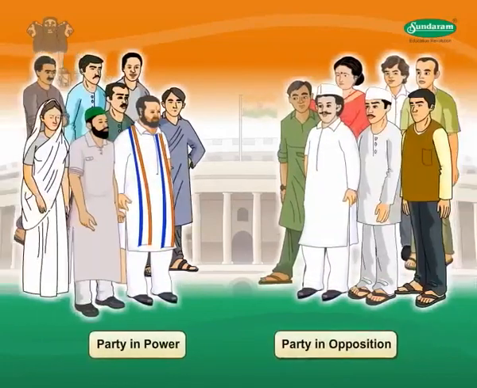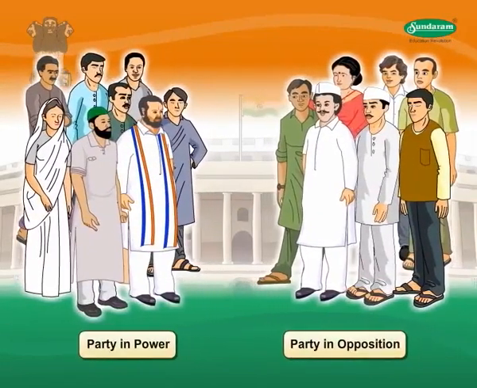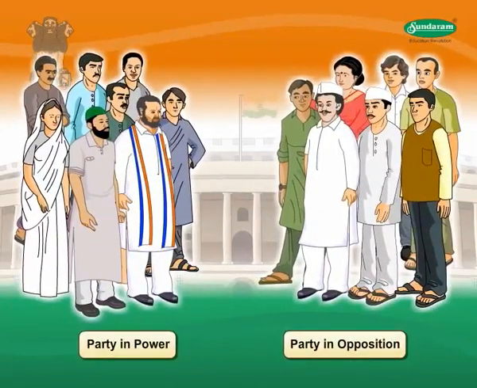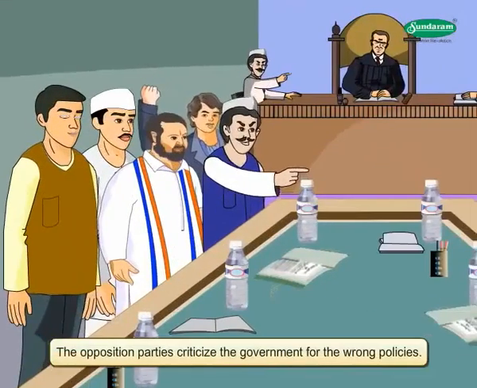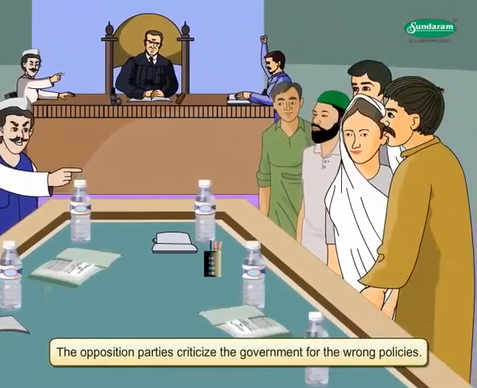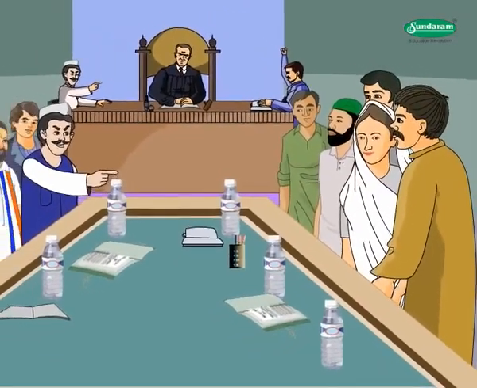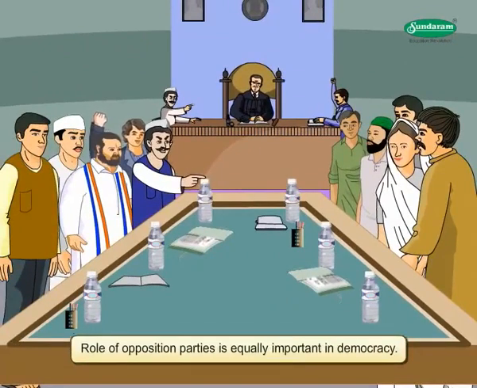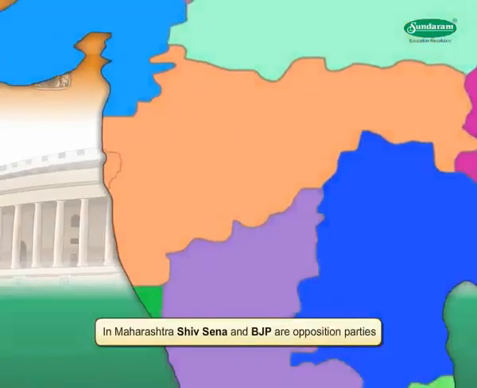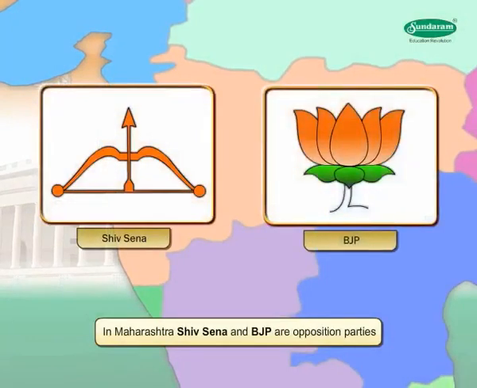The parties which are unable to secure majority of seats can play the role of opposition. The opposition parties criticize the government for the wrong policies. Therefore, role of opposition parties is equally important in democracy. In Maharashtra, Shiv Sena and BJP are opposition parties.